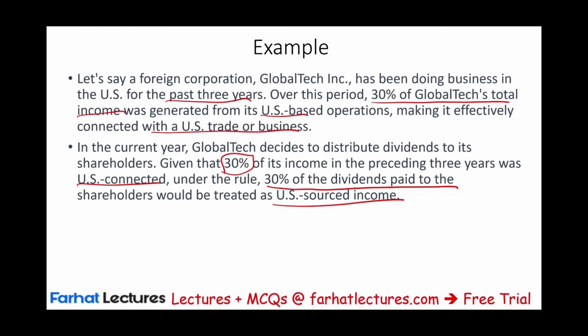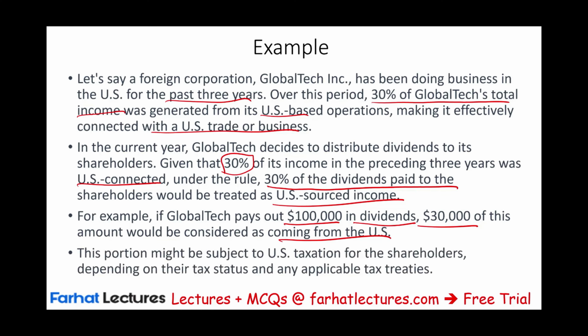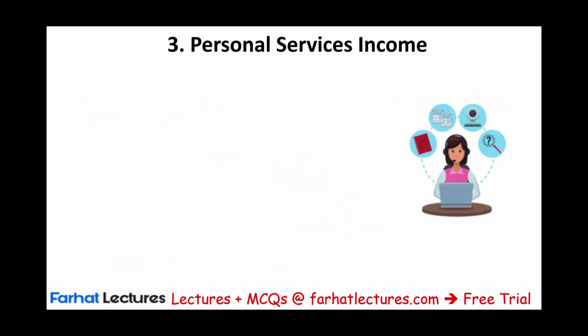Although it's a foreign company, it has enough connection to the US, more than 25% of its income generated, therefore 30% of the income is US based income. So if Global Tech pays $100,000 in dividends, $30,000 of this amount would be considered as coming from the US. And this portion might be subject to US taxation for the shareholder, depending also on their tax status and other applicable tax treaties.